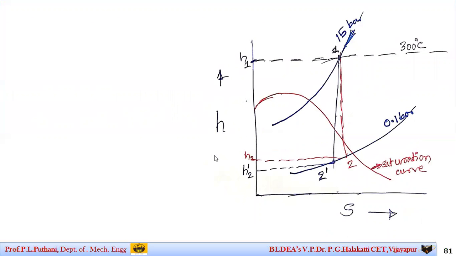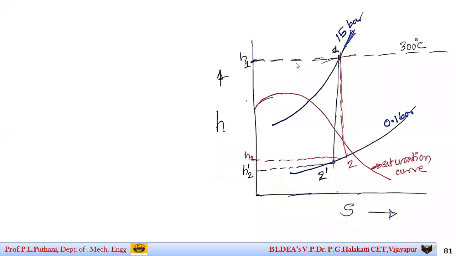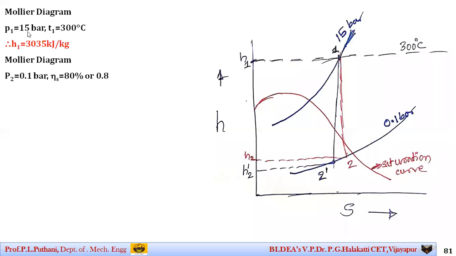As I said, from the Mollier chart at 1 bar on 300, sorry, it should be 15 bar. Make a correction, students. I forgot to make the correction here. I will make it here. So as I said, for a pressure of 15 bar, I have made the correction, students.